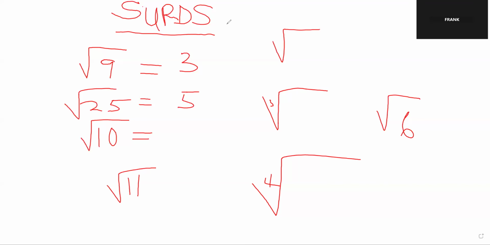So now let's move on to the next aspect of surds. We are now going to look at compound surds and simple surds. Two types of surds: one is called a compound surd and the other is called a simple surd. So what is the difference between a simple surd and a compound surd?